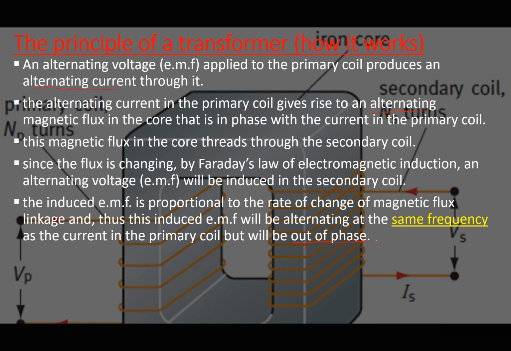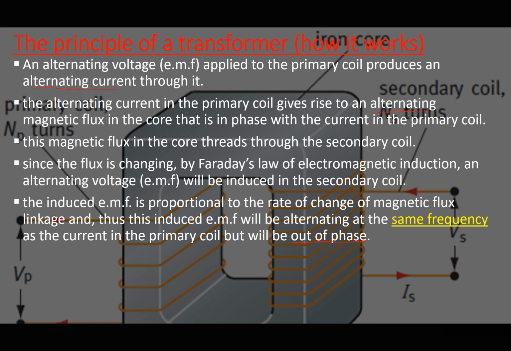So let's say the rate of change of magnetic flux linkage is 5, for example. It means the induced EMF is also going to be proportional to that rate of change. That is in accordance to Faraday's law. If the current in the primary changes direction 20 times per second, the induced EMF is also going to change direction 20 times per second. That's what I mean by them having the same frequency, because frequency is the number of cycles per unit time.